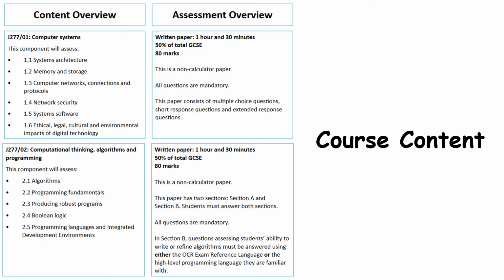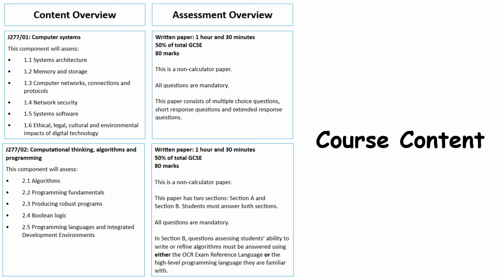So this is the specification for computer science. There are two different papers that you'll be taking, each worth 50% of your GCSE. Your first one, computer systems, is where you'll be learning about systems architecture. So this is covering the CPU, how it works, what it does, how it communicates. Memory and storage, how your computer saves data and where it saves it.